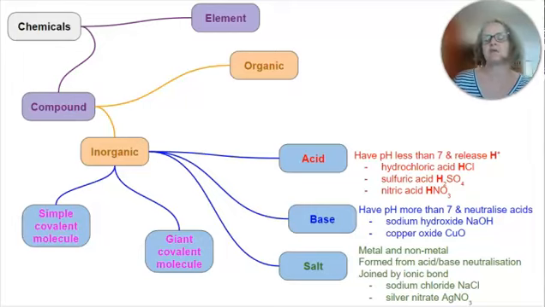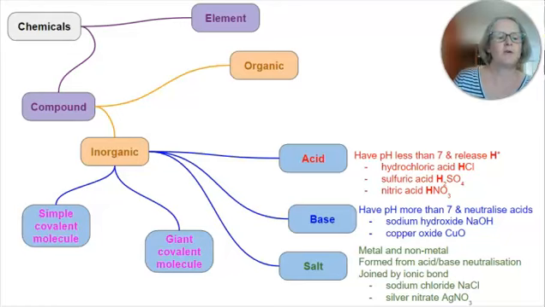A base has a pH more than 7 and neutralizes those acids. So common bases in the labs include things like sodium hydroxide. Now, when you've reacted an acid and a base together, you get a salt. So you have the metal part from the base and the non-metal part from the acid, and they form an association with each other, which is called an ionic interaction. So they're kind of attracted to each other by positives and negatives. And these might include things like sodium chloride and silver nitrate. And you can see there the metal part, sodium, and the non-metal part, chloride.